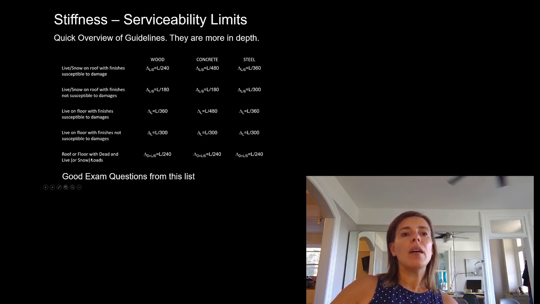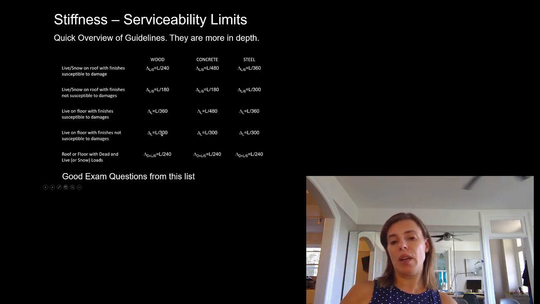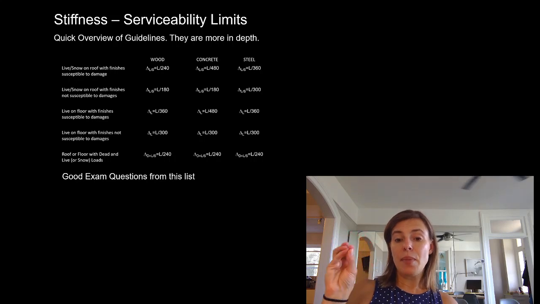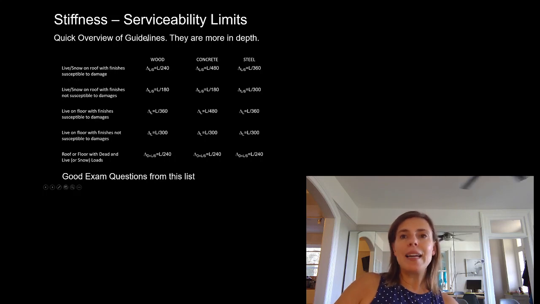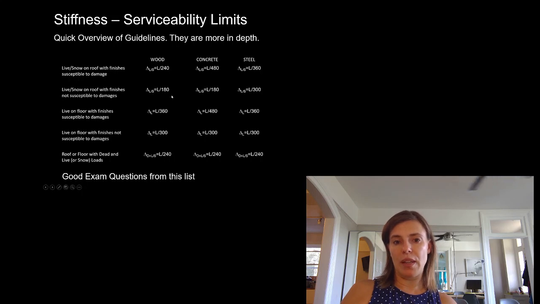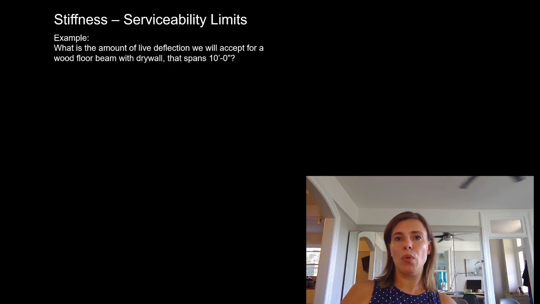And then we have roof or floor with dead and/or snow loads. So for a wood beam, we would have to look at dead and live or dead and snow together, plus this other criteria that we need to apply. So we have 2 serviceability requirements we're often checking. These make great exam questions. So it's the length of the member divided by whatever is appropriate from this table to figure out what our serviceability limit is. That would be in millimeters, how much that thing can move.